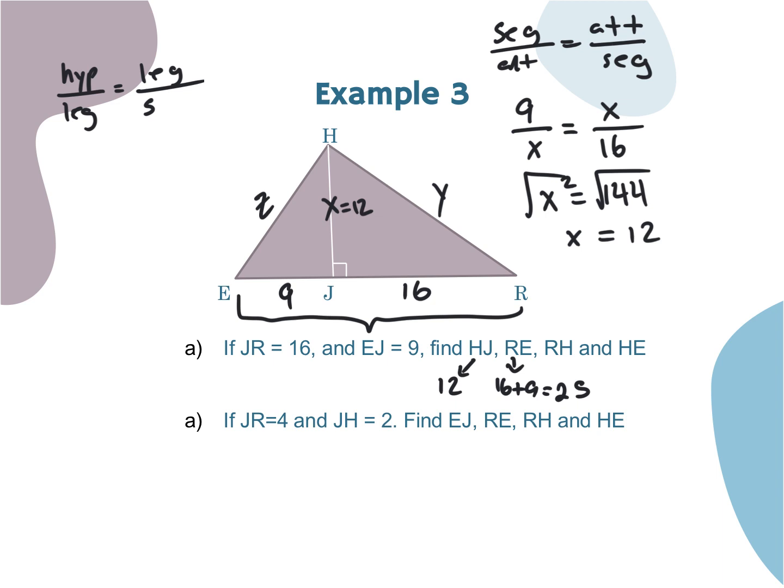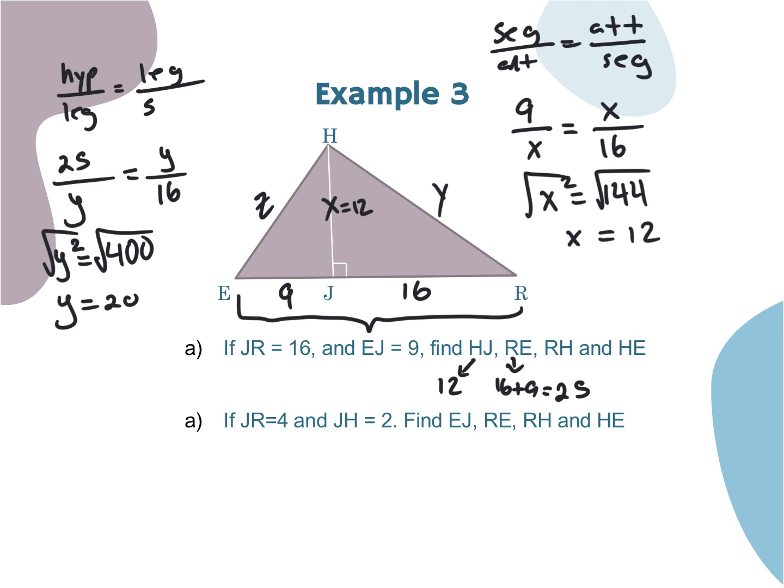So the hypotenuse, 25, equals, I'm going to solve for y first. Y equals y over that segment adjacent, which is 16. I'm going to cross multiply, and I get y squared equals 25 times 16, which is actually 400. You take the square root, and this is a perfect square root, so y is equal to 20. So HR is 20.